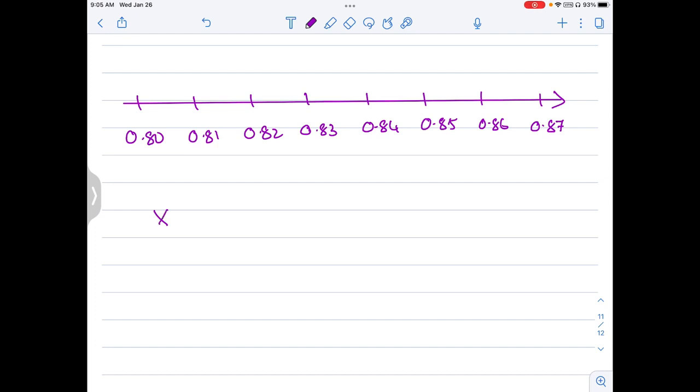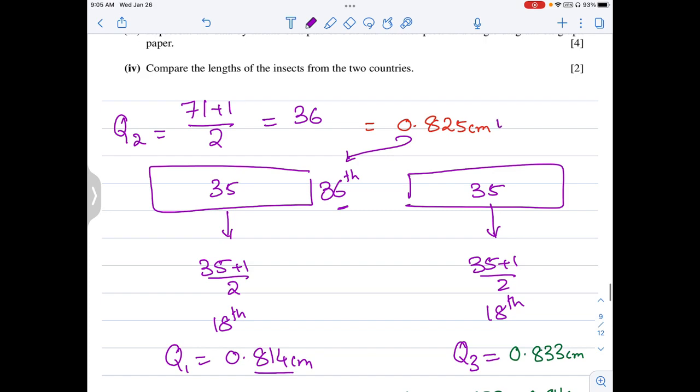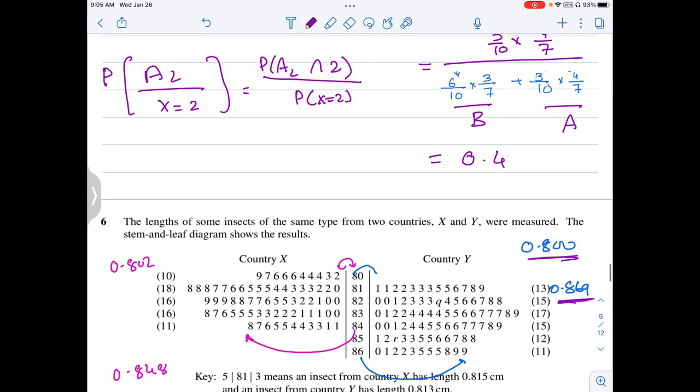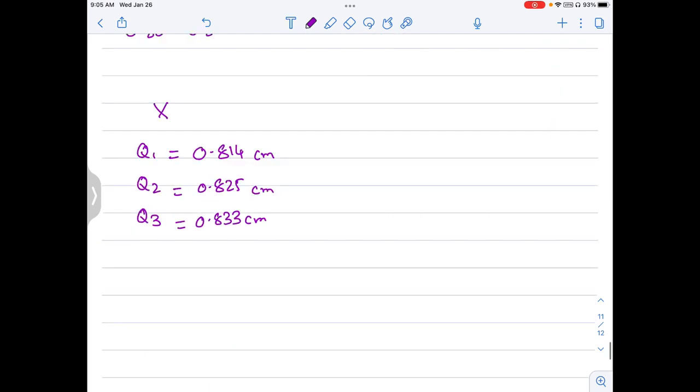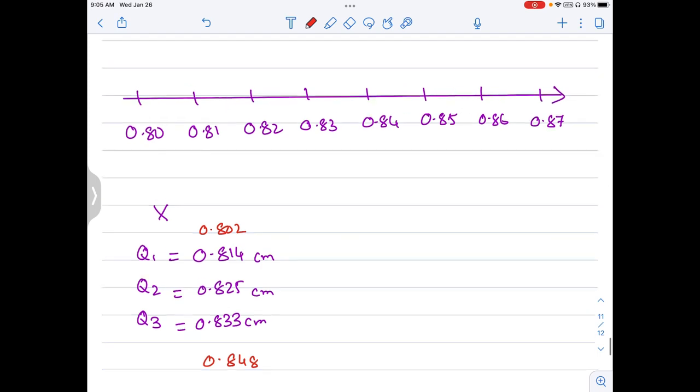Now coming to country X. I will make a list of Q1, Q2, Q3. In country X, Q1 is 0.814, Q2 is 0.825, and Q3 is 0.833. And the least and the highest are 0.802 and 0.848. So this will represent it. 0.814 is somewhere over here, then 0.825 in between 0.82 and this one, and finally 0.833 over here.